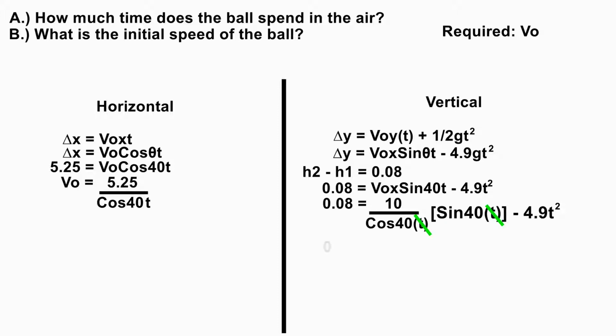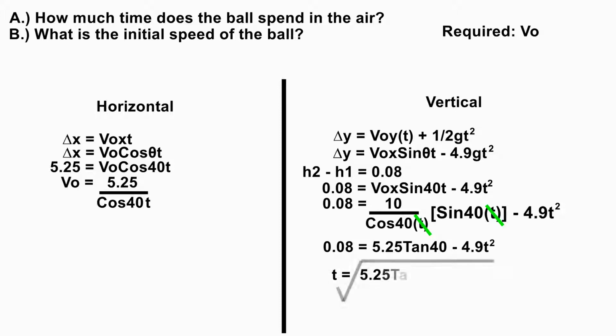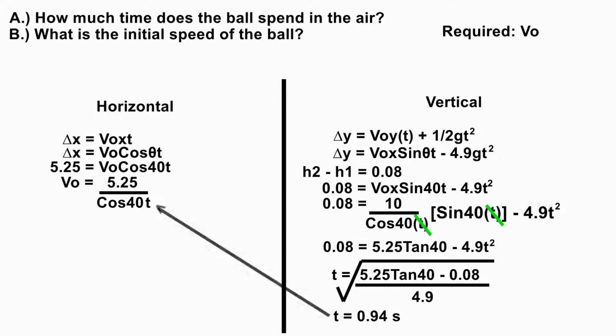The result is 0.08 is equal to 5.25 times tangent 40 minus 4.9 times time squared. In order for us to get the time, we then manipulate it, and it turns out time is equal to the square root of 5.25 times tangent 40 minus 0.08 divided by 4.9, and the time is equal to 0.94 seconds. Now that we have solved for the time, we then get its value and substitute it here. Then we solve it, and we have the initial speed of the ball.